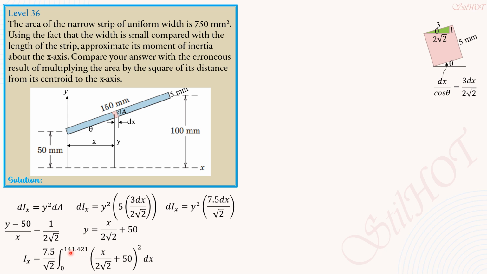Again, these limits would be from here, 0, to here, 141.421. There are two ways to compute 141.421. It is the square root of 150² minus 50², or the other way, you substitute y equals 100 here and solve for x. The value of x is 141.421. Then using your calculator, I will not expand this by the binomial expansion theorem.